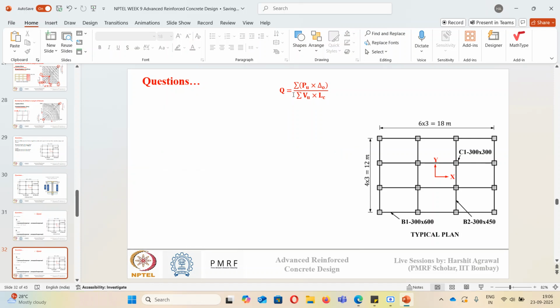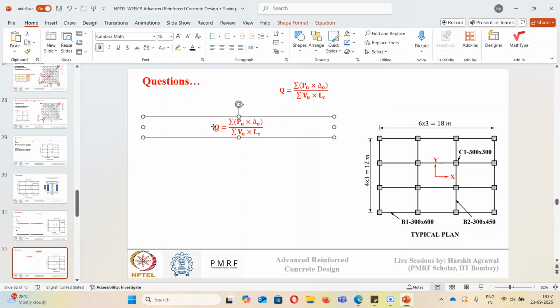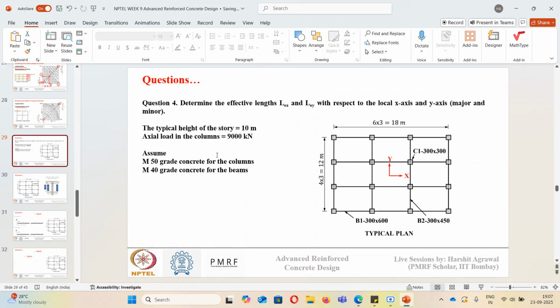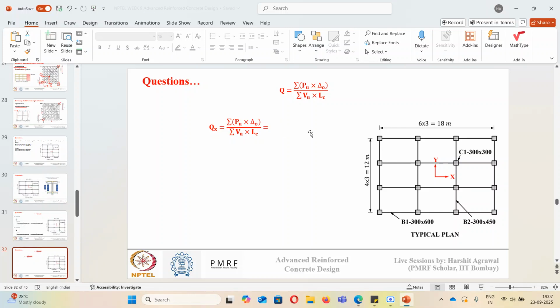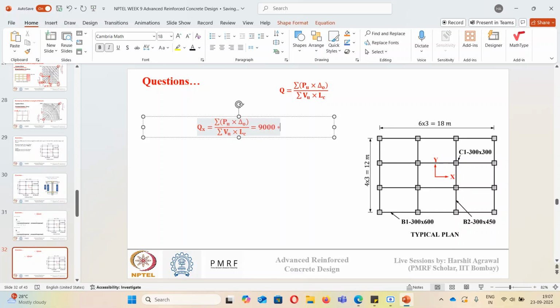Okay, I will delete this. I know the value of q, it is given by this. So I will copy this here. For x direction, I will write it as qx. So it is summation pu into delta naught upon summation vu into lc. So this delta naught upon vu we have calculated. So this will be pu net vertical load that is acting, it is given as 9,000 kilonewton. So this is nothing but 9,000 into 10 to the power 3 newton.